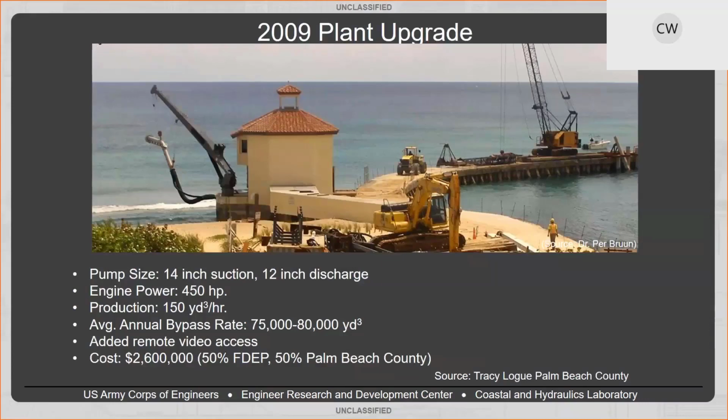So they went to a 14-inch suction pipe with a 12-inch discharge, and it looks like they did 10 times the horsepower, with 450 horsepower, and they got the production rate up to 150 cubic yards an hour. And when it's working, as of 3 days ago, it's actually down. According to a recent news article, they move 75,000 to 80,000 cubic yards a year. Next slide.